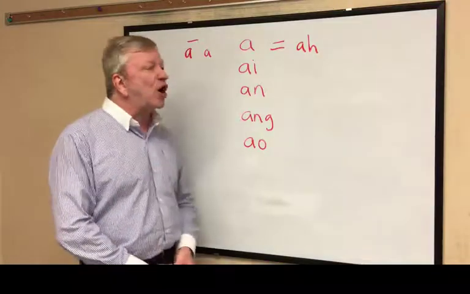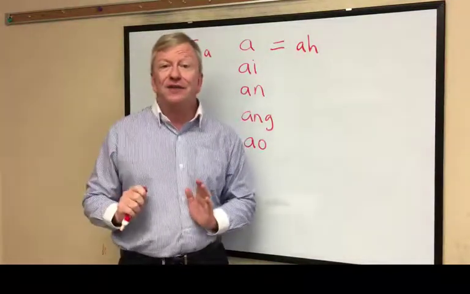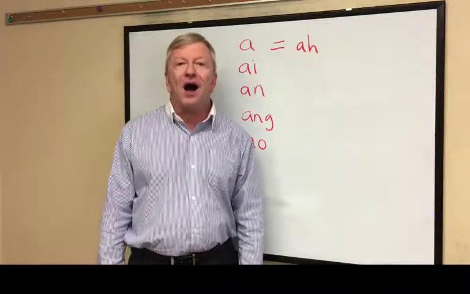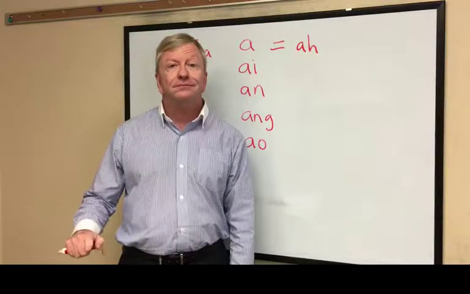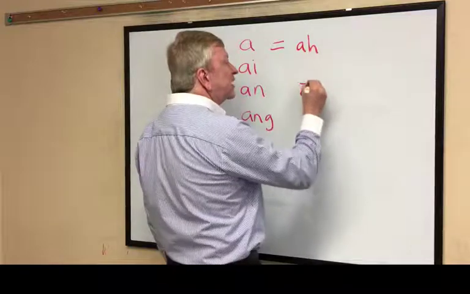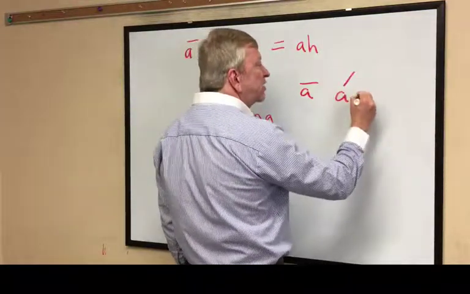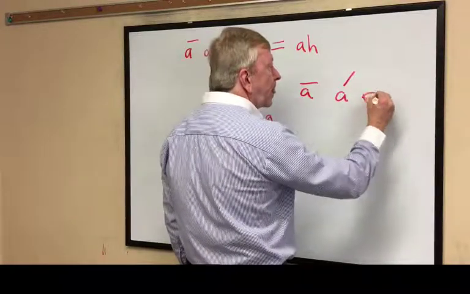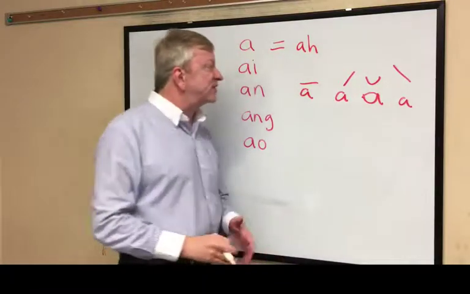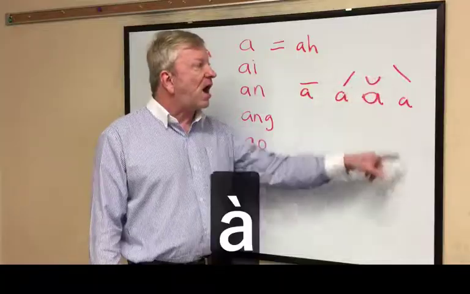Now let's practice that on all four tones. I'll say it first, and then you can say it in the silence to yourself. Ah, ah, ah, ah. Let me give you the tone markings again. I start with the first tone, then I do the second tone, then the third tone, and then the fourth tone. Let me do this slowly this time. Ah, ah, ah, ah.